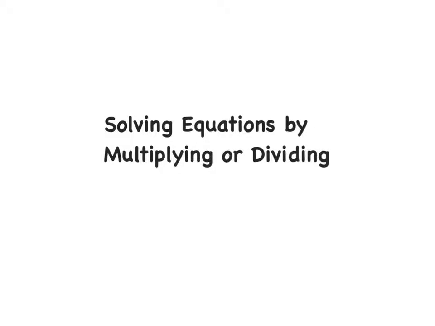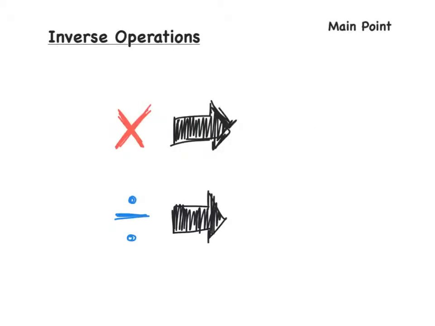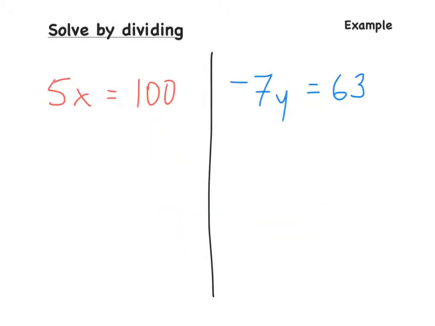Today we're going to be solving equations by multiplying or dividing. So just like previously when we were talking about adding and subtracting, we're going to be using the inverse operation. So the opposite of multiplication is division, and the opposite of division is multiplication. So whenever you see a multiplication equation, the opposite is going to be division, and if you see a division equation, the opposite is going to be multiplication. So let's look at our first example.